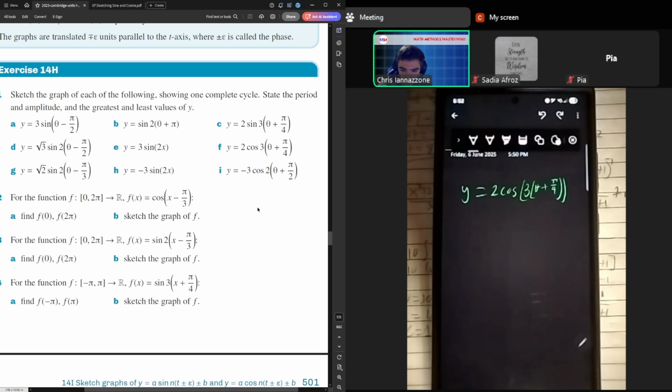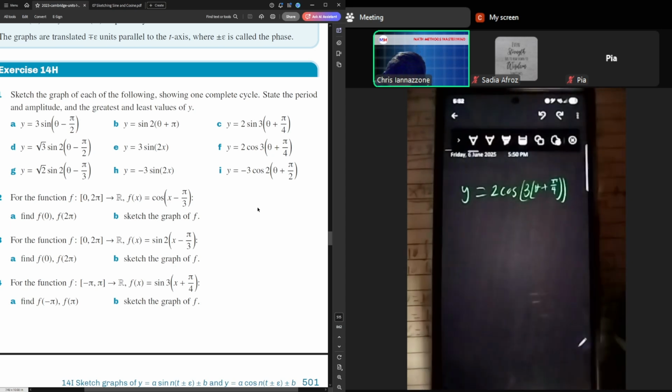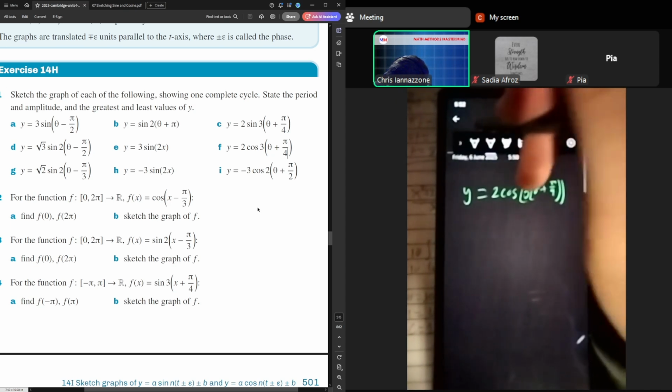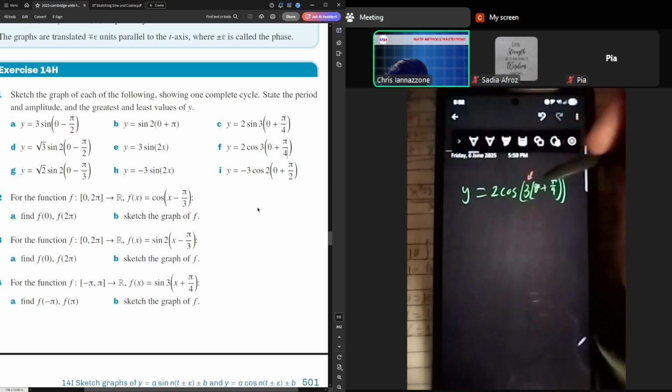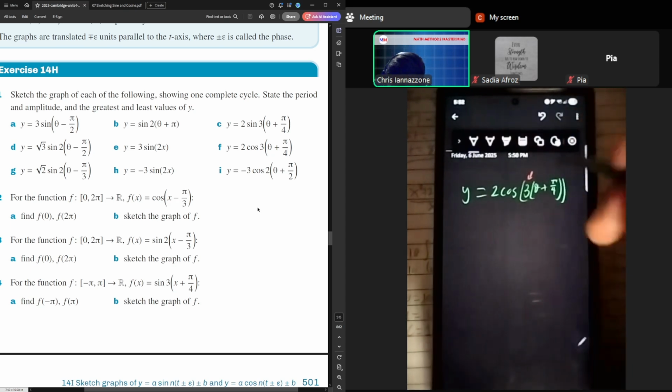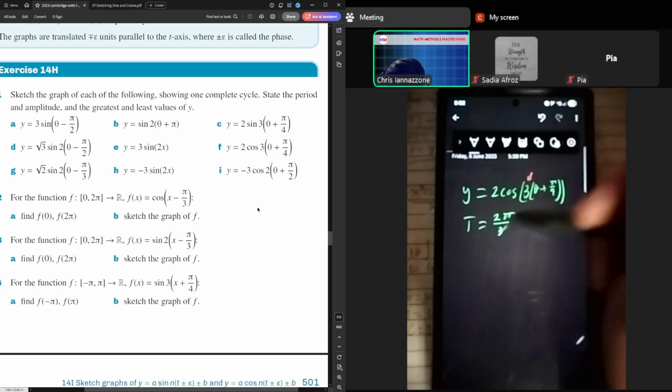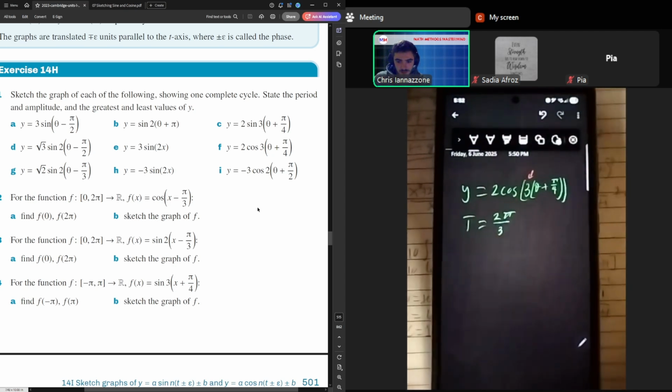Find period, and the period is 2 pi on 3. Yeah, because our n value is 3. Just because there's a theta there doesn't mean anything different. Theta is basically just a stand-in for x. Capital T equals 2 pi on n, where n is 3. Nice. What else?